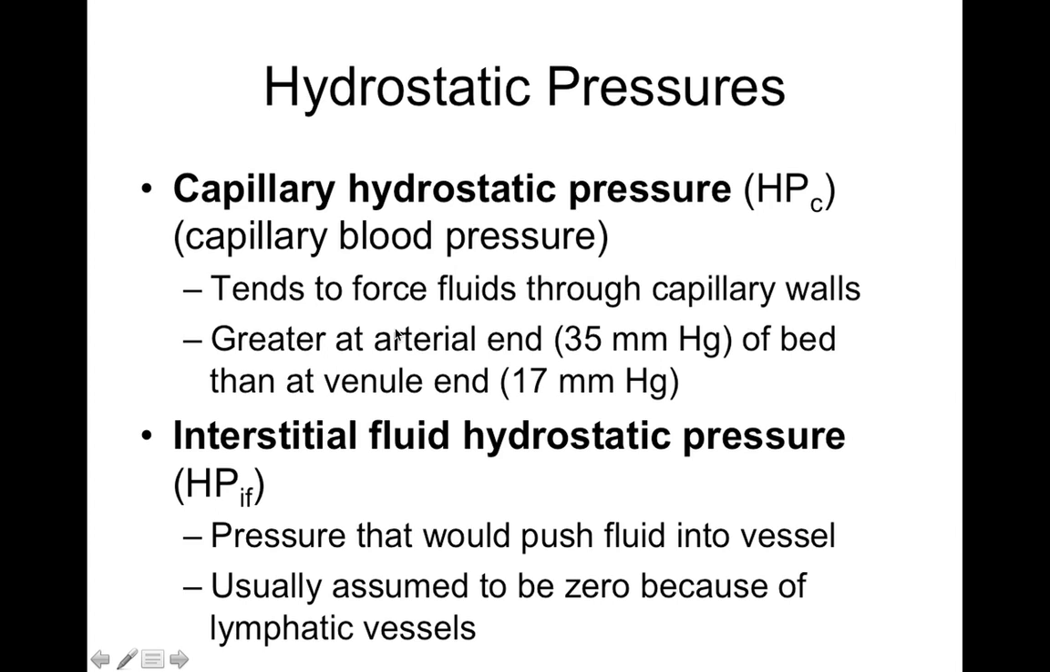Now, it's greater at the arterial end than it is the venular end because blood pressure is higher at the arterial end than the venular end. But the net tendency due to capillary hydrostatic pressure is to force fluid out of blood into your tissues. Okay? Now, if that were the end of the story, that means your blood would dehydrate really rapidly. Right? You're losing a lot of water in your tissues, and then your blood volume would decrease, your blood pressure would decrease as a result.